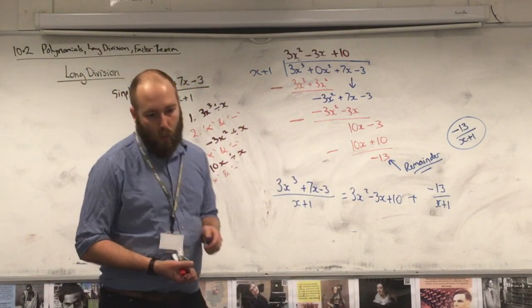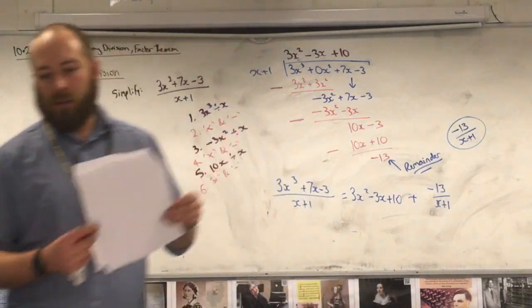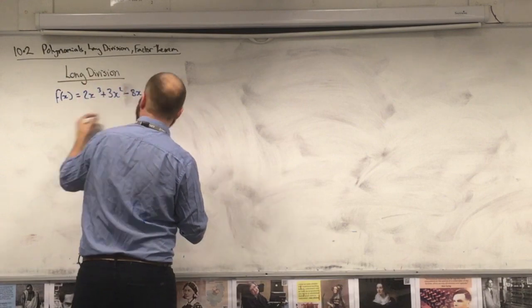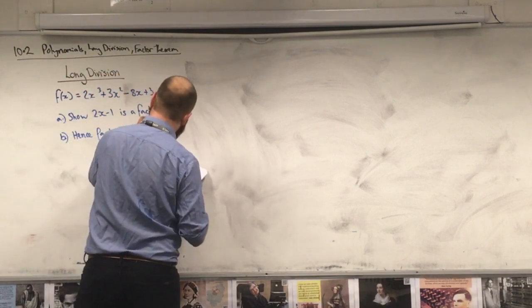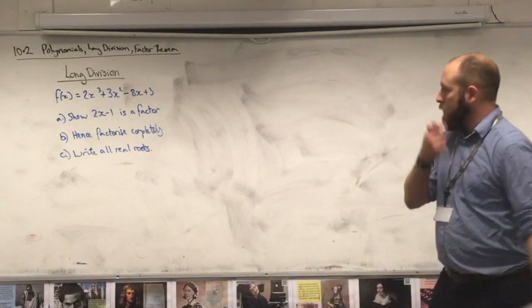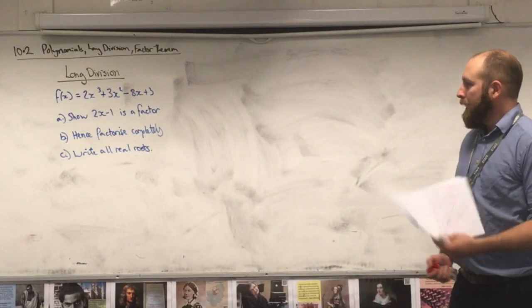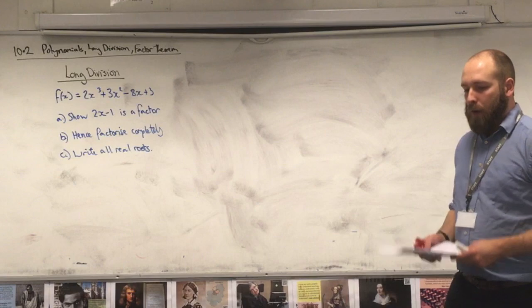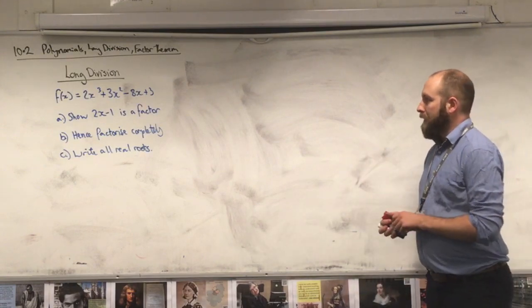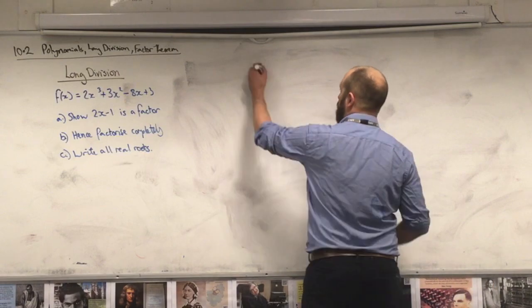Cool. Right, let's do one more of these. Cool. Right, so long division. First we've got to show that's a factor, then factorize completely, and then write all the real roots. So how are we going to show it's a factor? Well, by using long division, showing that there's no remainder.